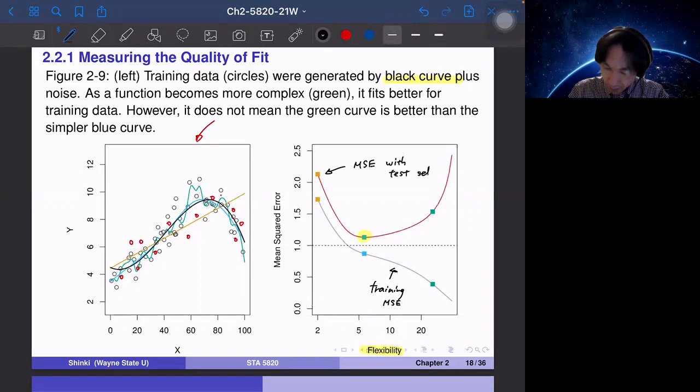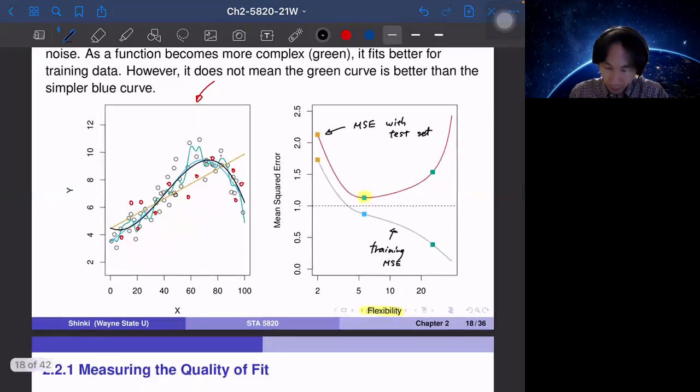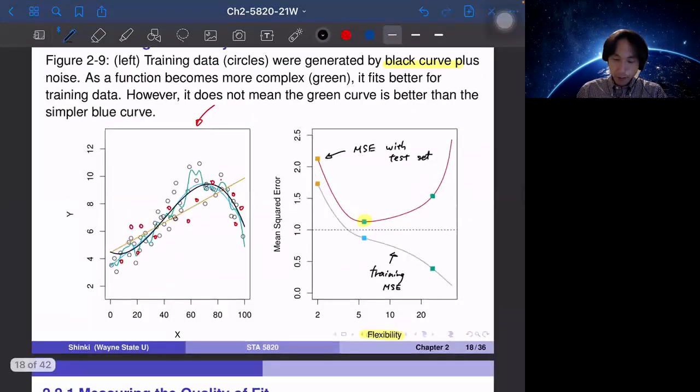So test set is basically the set of new observations. So training set is the observations which are used to fit the model. So training set, basically the old data, the test set, the new data, or existing data and the new data, right? Yeah.